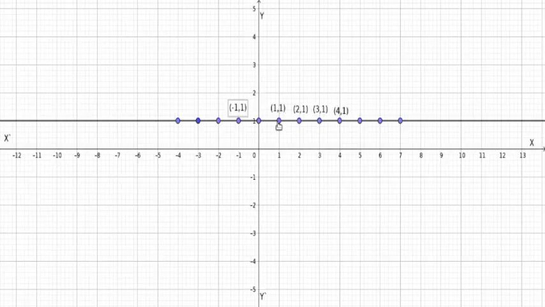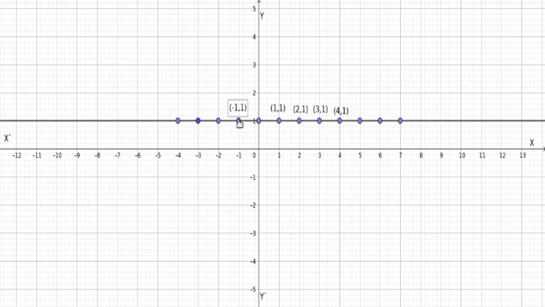Yes, this point is (1, 1), that is x coordinate 1, y coordinate 1. The second point is (2, 1), x coordinate 2 and y coordinate 1. The next point is (3, 1), and the next point (4, 1), with y coordinate 1 each time. That means if a line is parallel to the x-axis, the y coordinates are the same, or the y coordinate is a constant.